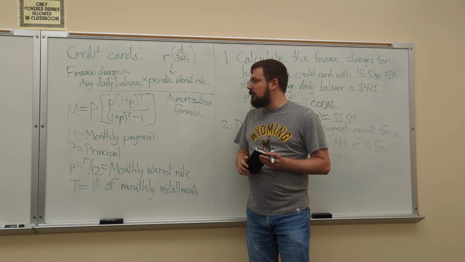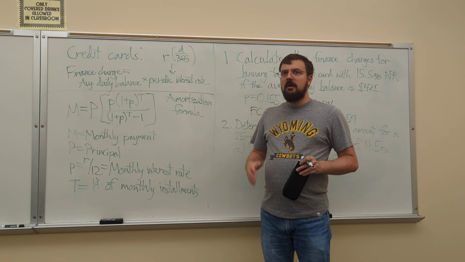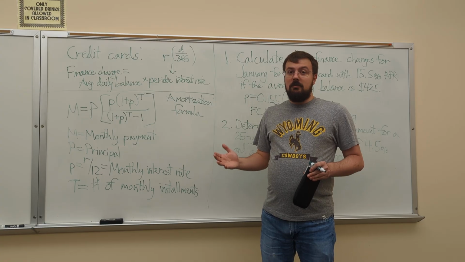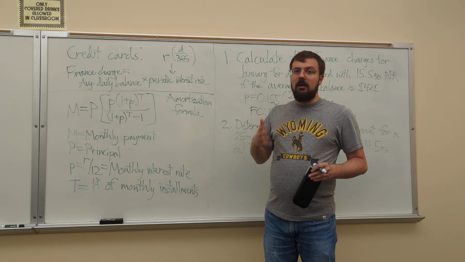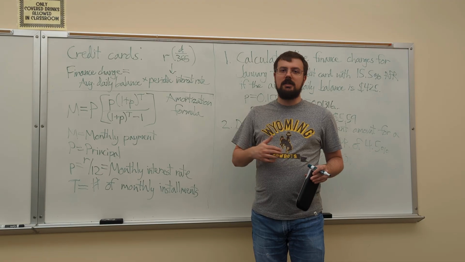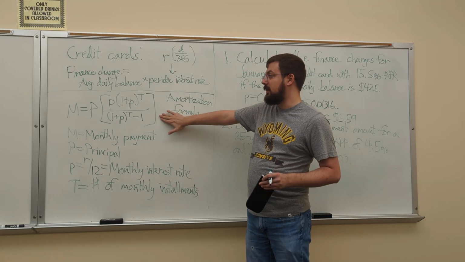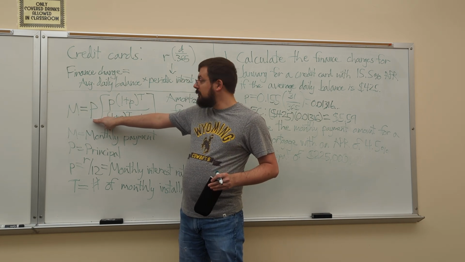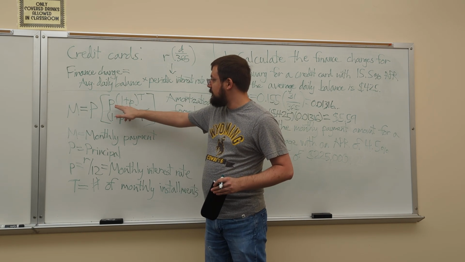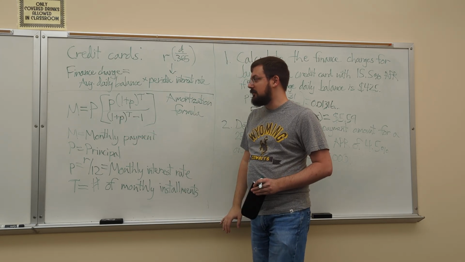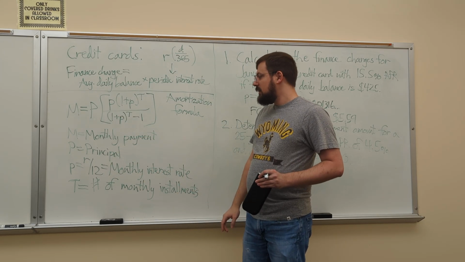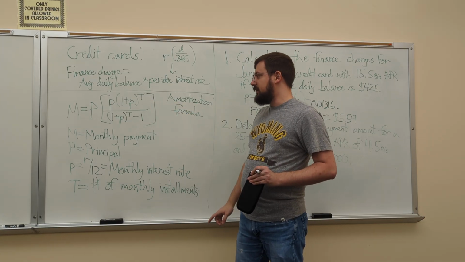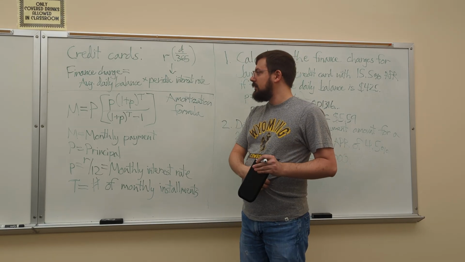When we have installment loans, this process of paying off loans using equal monthly installments is what we call amortization, and the way we calculate the monthly payments is with this formula right here. M is our monthly payment, capital P is our principal, and then lowercase p, which we have here, here, and here, is our monthly interest rate, basically just our APR divided by 12. And then T, or capital T, is our number of monthly installments that we have in total.